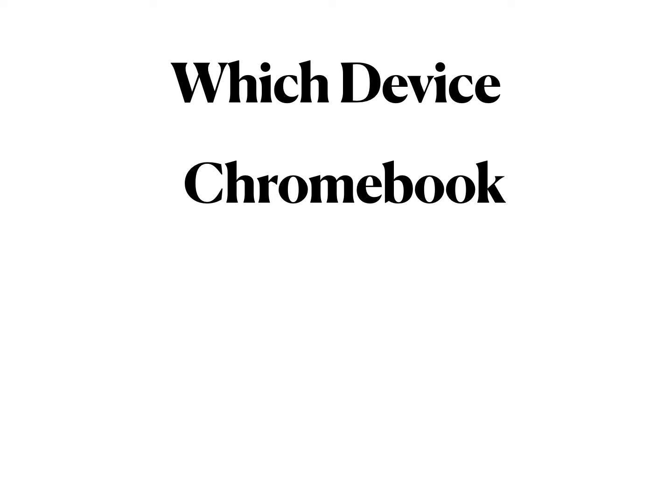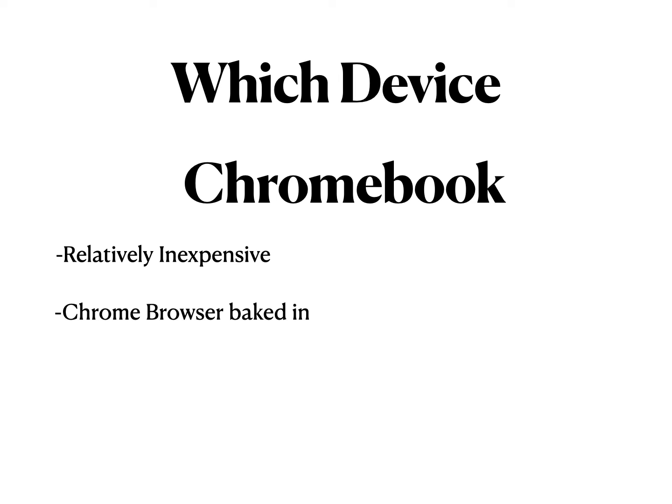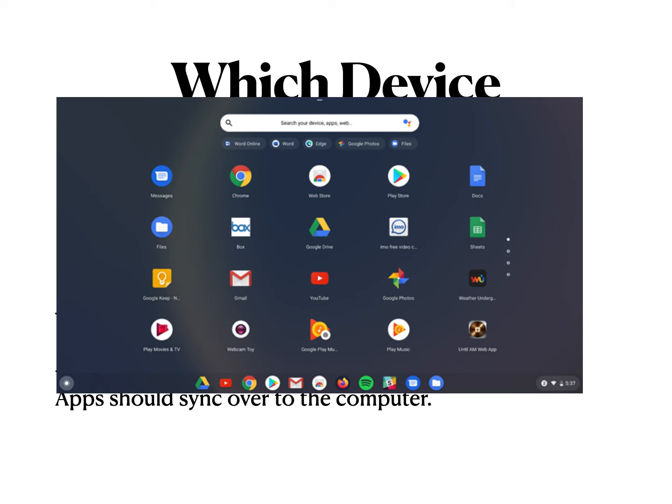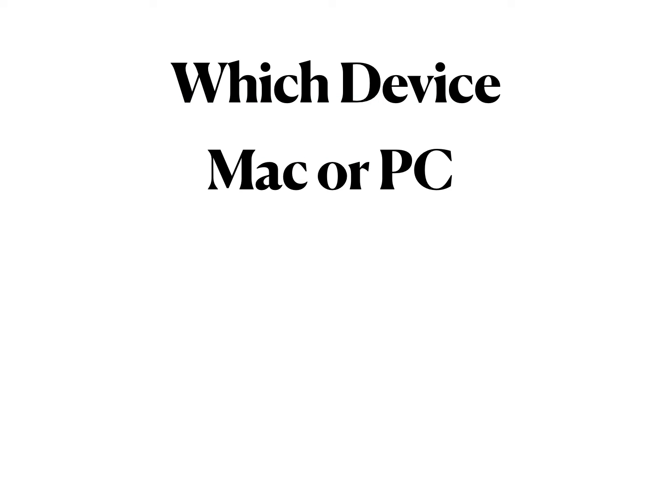Again, the advantages of a Chromebook: it's relatively inexpensive. It's not lost on me that nothing is totally inexpensive, but it's relatively inexpensive. It's got the Chrome browser baked into it, so that once we log in, all our stuff is there. And once you log in with your school credentials at the very beginning, all the apps that we use at school should sync over. In the bottom tray, you'll end up with a whole bunch of apps that we could potentially use at school.